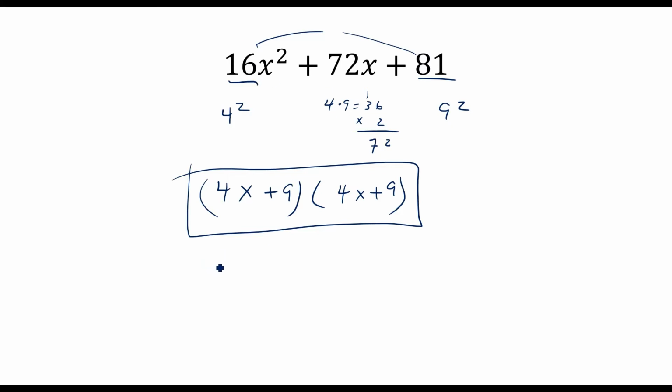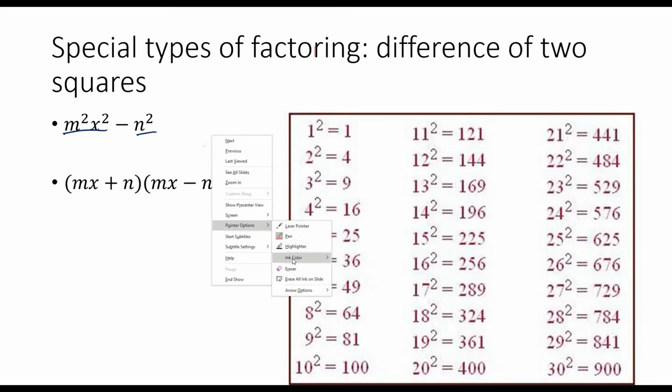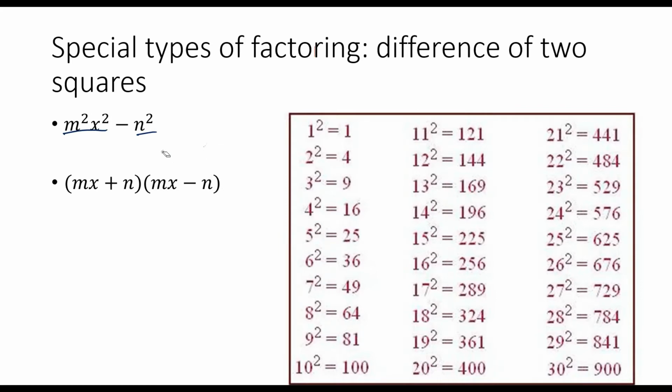Now the next one's also going to be a square, but this one's going to be the difference of two squares. And this one's a little bit different in the way that, if you notice, we don't have an x term right here in the middle. We only have two terms. And notice that this is subtracted. If it's not subtracted, you'll see that in the next slide.